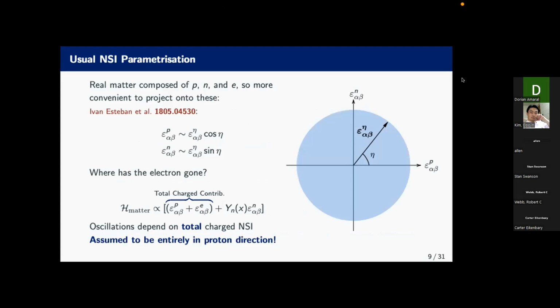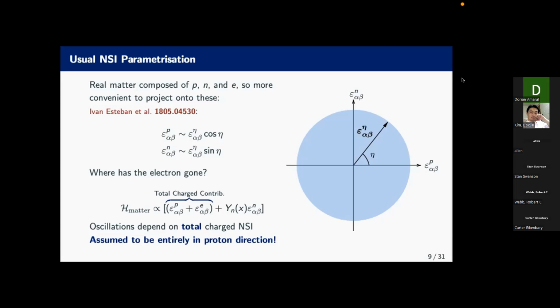You can think of this as, okay, if you have an NSI with a proton only, you have the inherent strength of the NSI characterized by this epsilon here, and we project it onto the proton direction. This is just a polar coordinate system, a polar parameterization, in which we have the strength of your NSI projected onto either the proton or the neutron. Right? So it's just a convenient way to think about NSI.